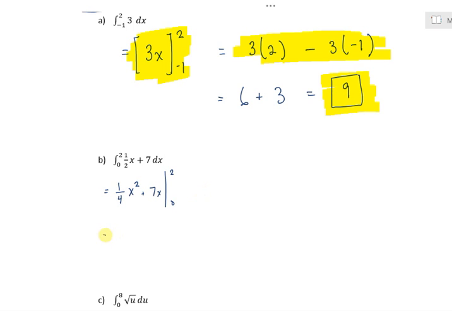So first I want to plug in 2. 1/4 times 2 squared plus 7 times 2 minus, look, if I plug in 0 to both of these guys, I'm just going to get 0, so I'm just going to put the 0 there. 1/4 times 2 squared is 1 plus 14. Oops. That gives me an answer of 15.